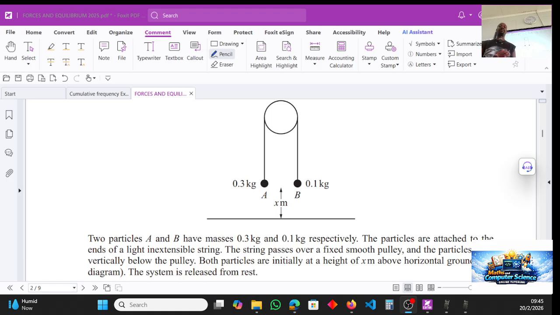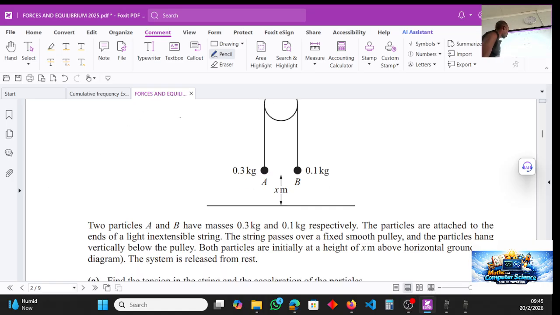This time around, I'm dealing with connected particles. As you can see on the screen, we've got a 0.3 kilogram object as well as a 0.1 kilogram object. Both these objects are suspended some 8 meters above the ground. Let's try and read the story and listen to what the examiner needs us to do.